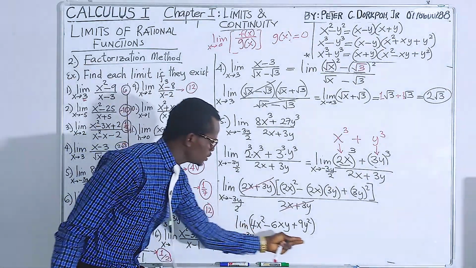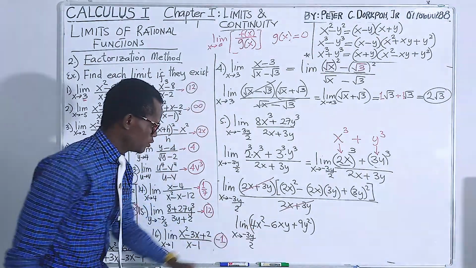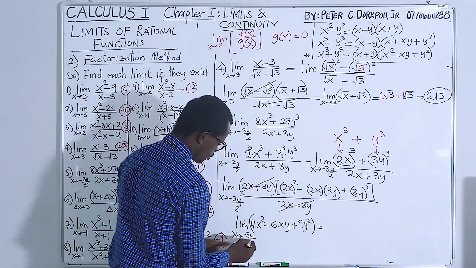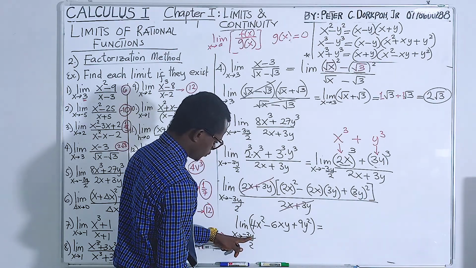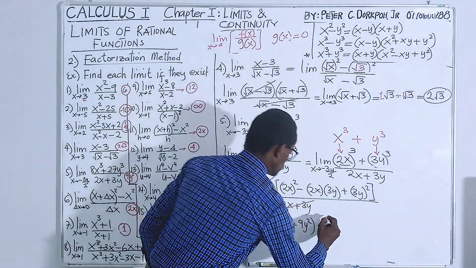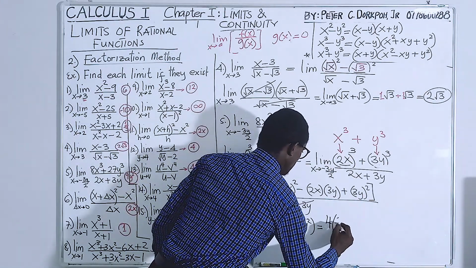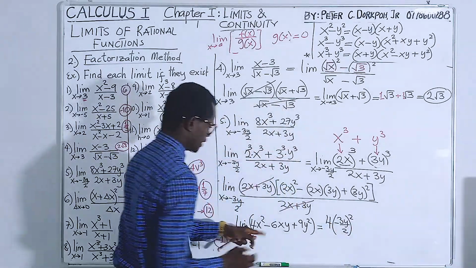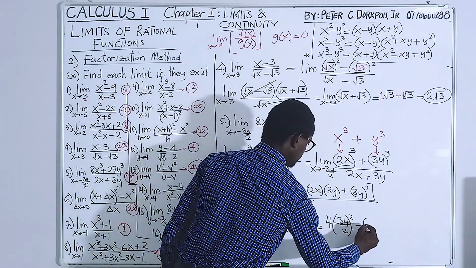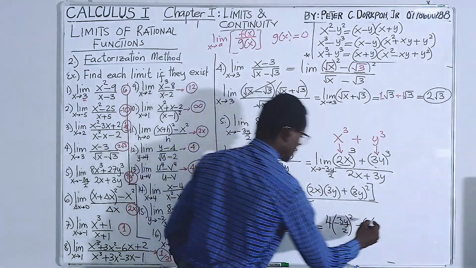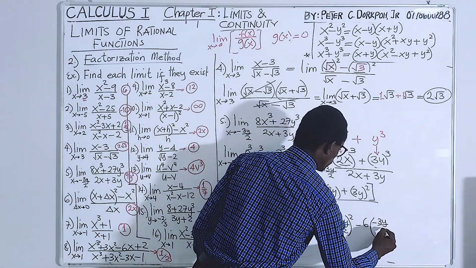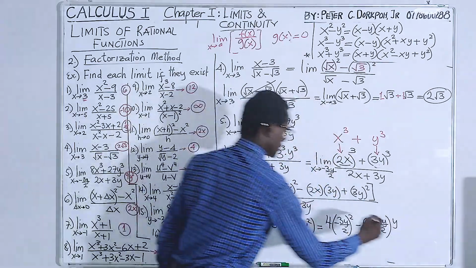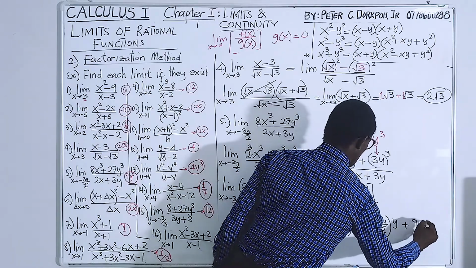Now because there is no denominator that will make this thing 0, we can now apply the limit. So wherever we see x, we replace it with minus 3y over 2. So it's 4 times minus 3y over 2 all squared, minus 6 times x, which is now minus 3y over 2, times y, plus 9y squared.